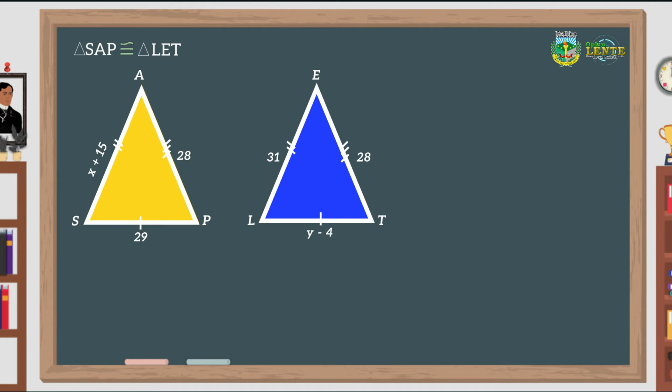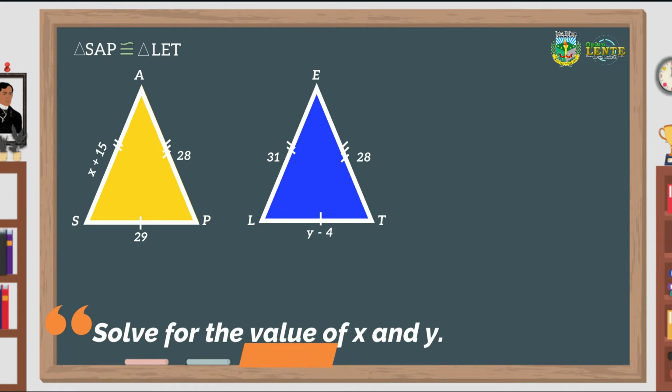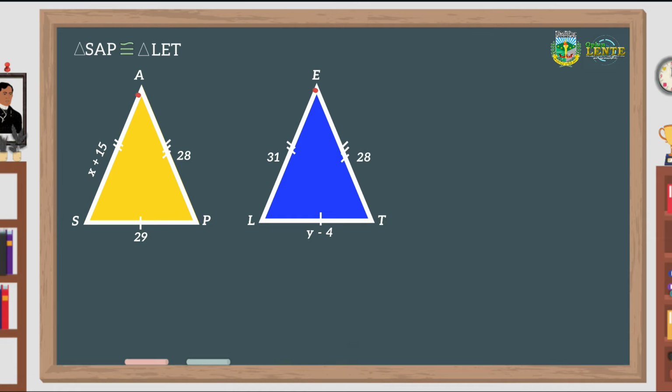Let's have another problem. Given triangle SAP congruent to triangle LET, solve for the values of x and y. Side SA is congruent to side LE, and the measure of side SA is equal to x plus 15, equal to the measure of side LE, which is 31. So x is equal to 31 minus 15. So we have the value of x is equal to 16.